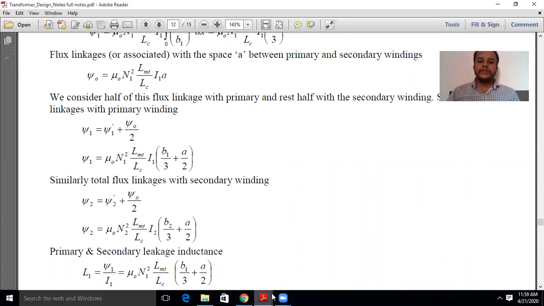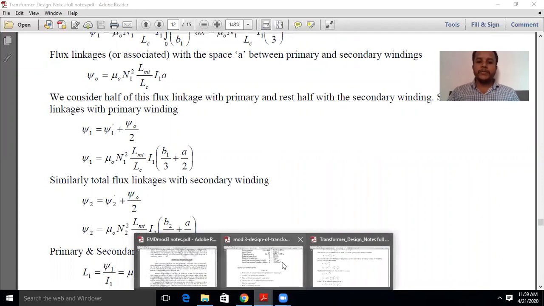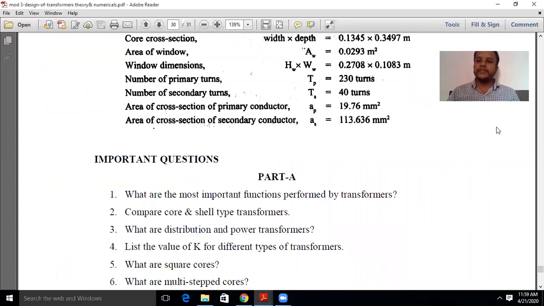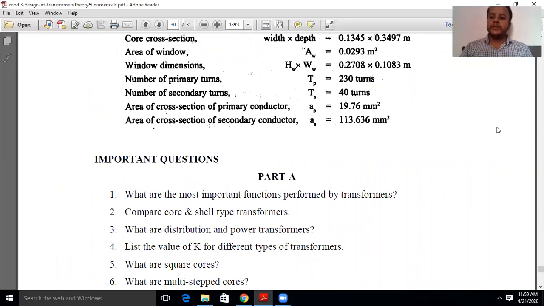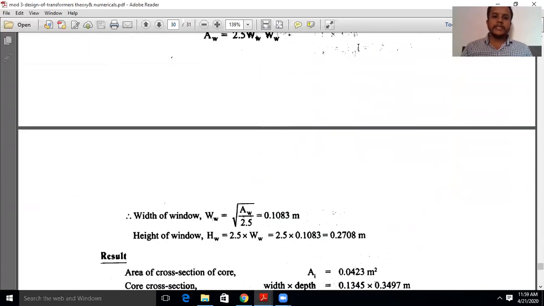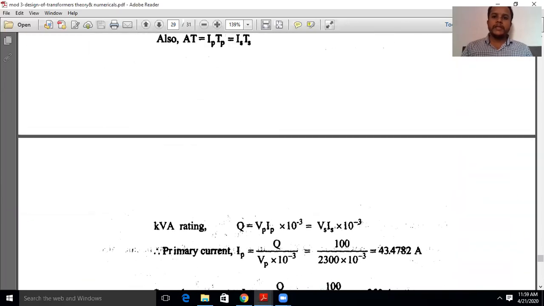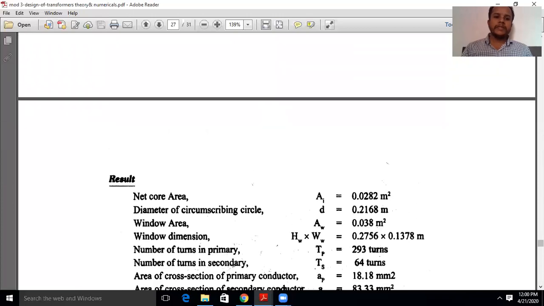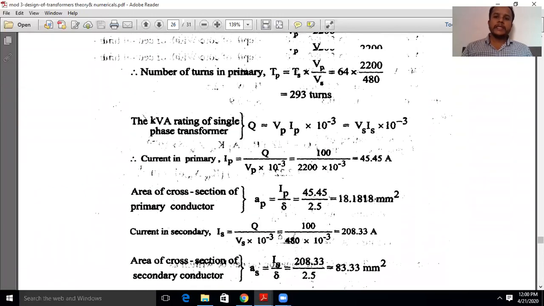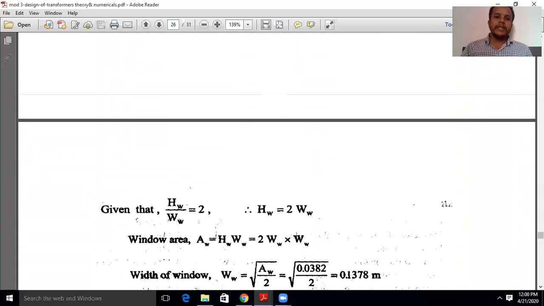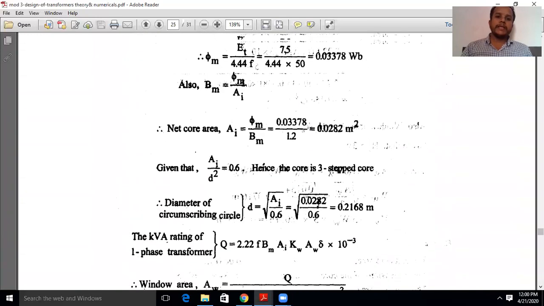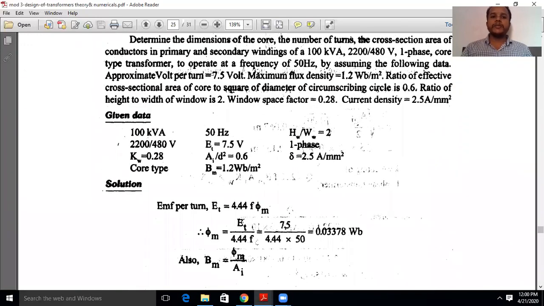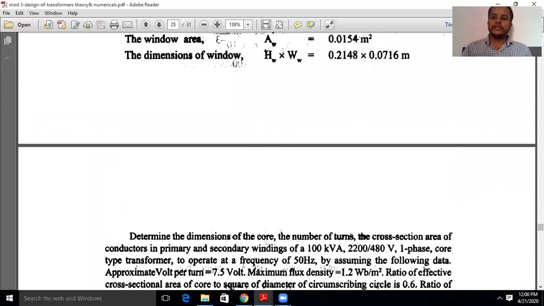Today's session will solve some examples from the previous papers. Now we'll have the first example. In this first example, we mainly need to calculate the dimensions of the transformers.